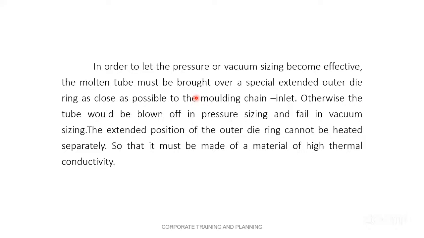The pressure or vacuum sizing becomes effective here, friend. The molten tube must be brought over a special extended outer die ring as close as possible to the molding chain. Otherwise, the tube would be blown off, and pressure sizing would fail, as would vacuum sizing, correct? The extended portion of the outer die ring cannot be heated separately, so it must be made of a material of high thermal conductivity.